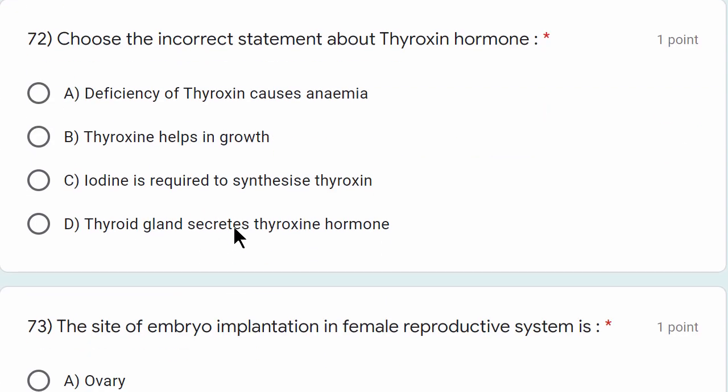Now 72nd is which is the incorrect statement about thyroxine hormone. Now thyroxine hormone helps in growth, correct. Iodine is required for synthesis of thyroxine, that's also correct. Thyroid gland generates thyroxine, that's also correct. The wrong thing is thyroxine causes anemia. It's not that thyroxine can cause anemia, but that is the most appropriate sentence, because the other three are obviously correct.